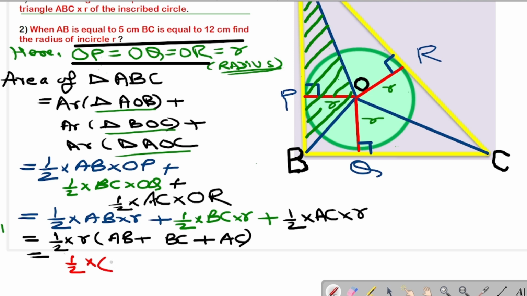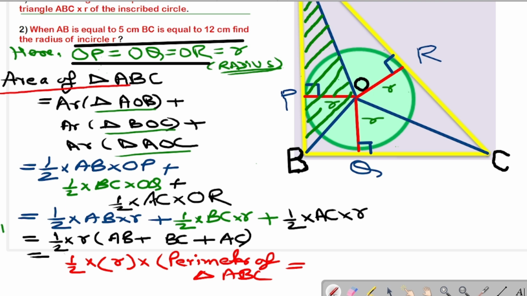So we can write half into R into the perimeter of triangle ABC, that is AB plus BC plus AC, which will be equal to, from where we have initiated, the area of triangle ABC. So this was our requirement, and this we initiated to prove.